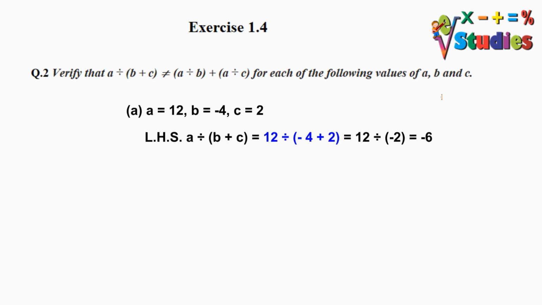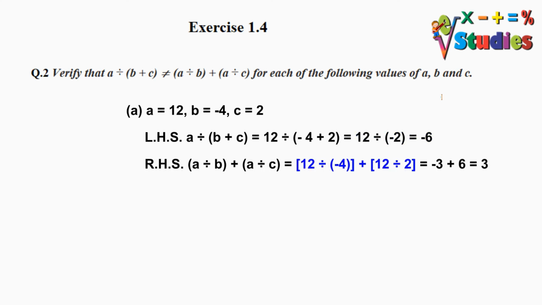In the next step, let's substitute the values of a, b and c. On the left hand side, we have a divided by b plus c. So 12 divided by negative 4 plus 2. Negative 4 plus 2 will give us negative 2, and 12 divided by negative 2 will give us negative 6.